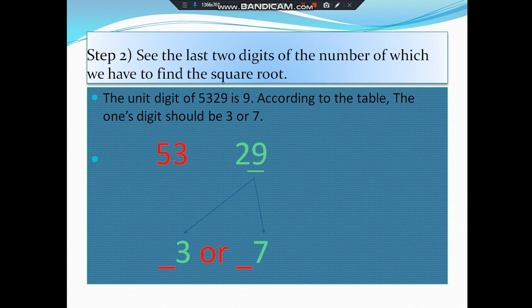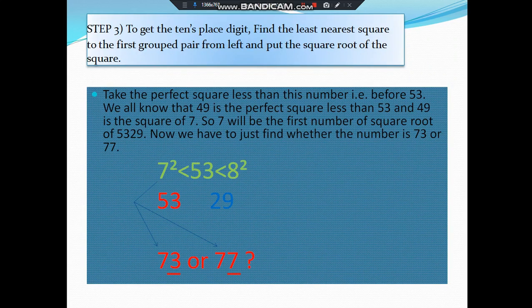So it means two answers are coming. Now we just have to find out the real answer. Now in the next step, we have to get the tens place digit. For this, we will find the least nearest square to the first group pair from left and then we will put the square root of that square in the tens place.